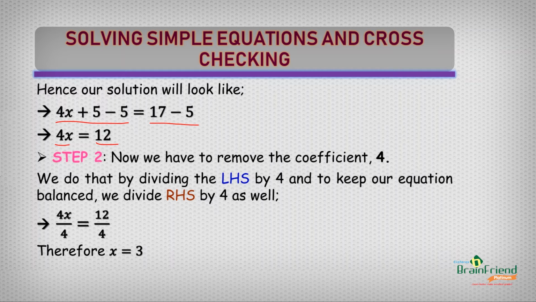Step 2. Still isolating, we have to remove the coefficient 4 from our variable. We do that by dividing the left-hand side by 4. And to keep our equation balanced, we divide the right-hand side by 4 as well. Our equation would then look like 4x divided by 4 is equal to 12 divided by 4. Solving through, 4 will go into 4x to give us x, and 4 will go into 12 to give us 3. Therefore, x will be equal to 3.